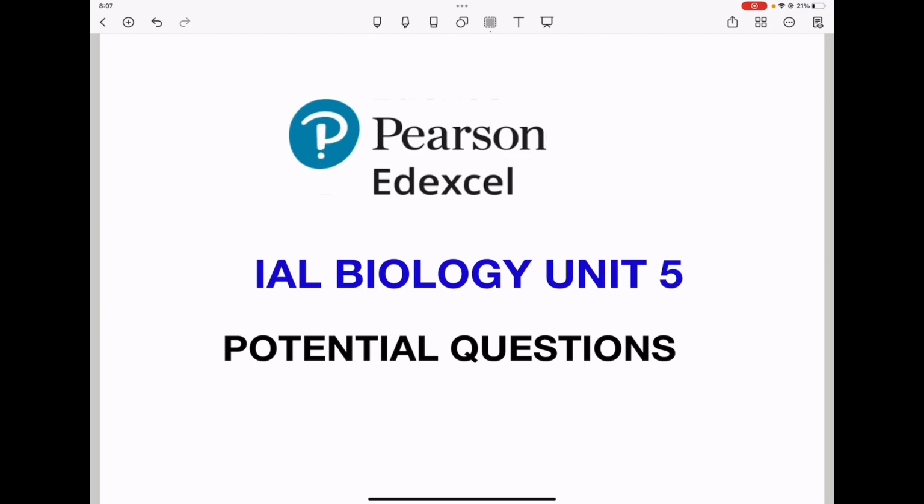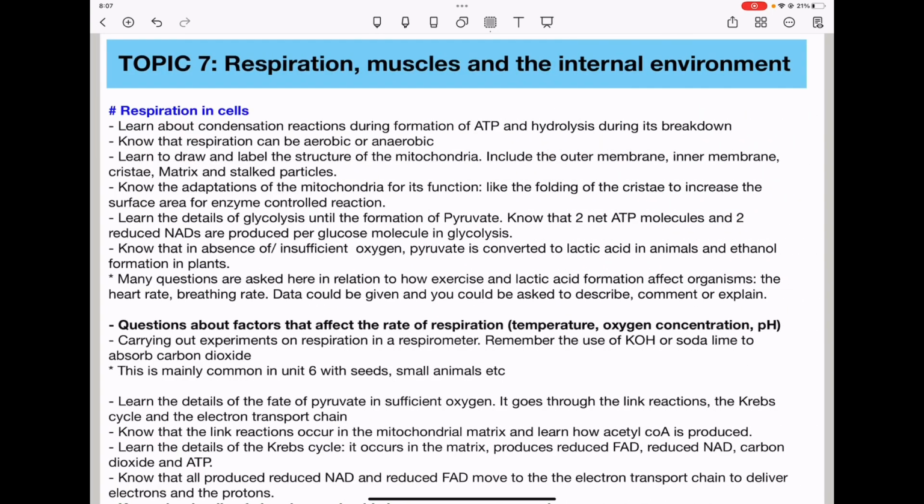Today we are doing the Pearson Edexcel International A-Level Biology Unit 5 potential questions for any Biology Unit 5 paper from Pearson Edexcel. Let's begin with Topic 7, Respiration, Muscles and the Internal Environment. Here I began by looking at respiration in cells.